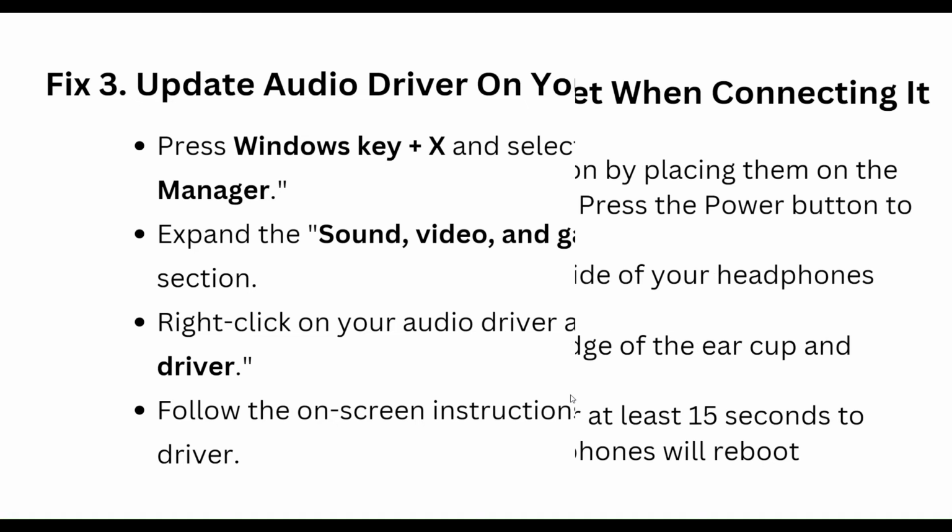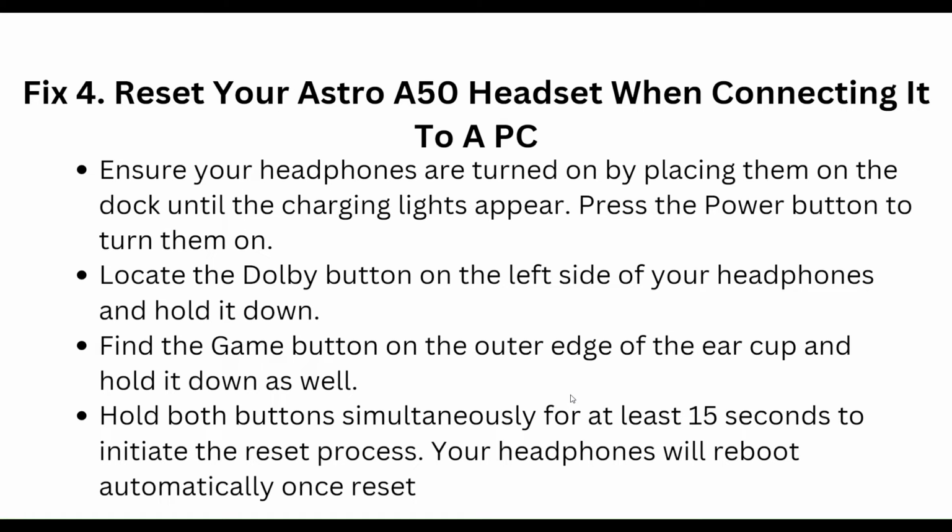Okay guys, so our fourth step is reset your Astro A50 headset when connecting it to PC. Ensure your headphones are turned on by placing them on the dock until the charging light appears. Press the power button to turn them on. Okay, locate the Dolby button on the left side of your headphones and hold it down. Find the game button on the outer edge of the ear cup and hold it down as well. Hold both buttons simultaneously for at least 15 seconds to initiate the reset process. Your headphones will reboot automatically once reset.